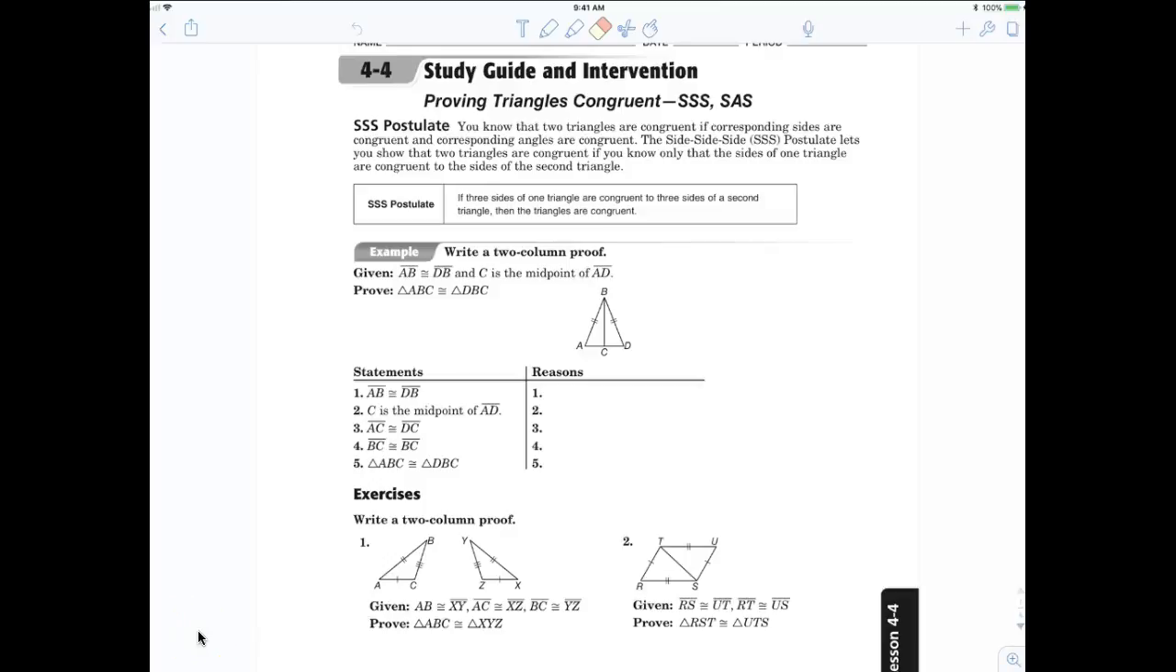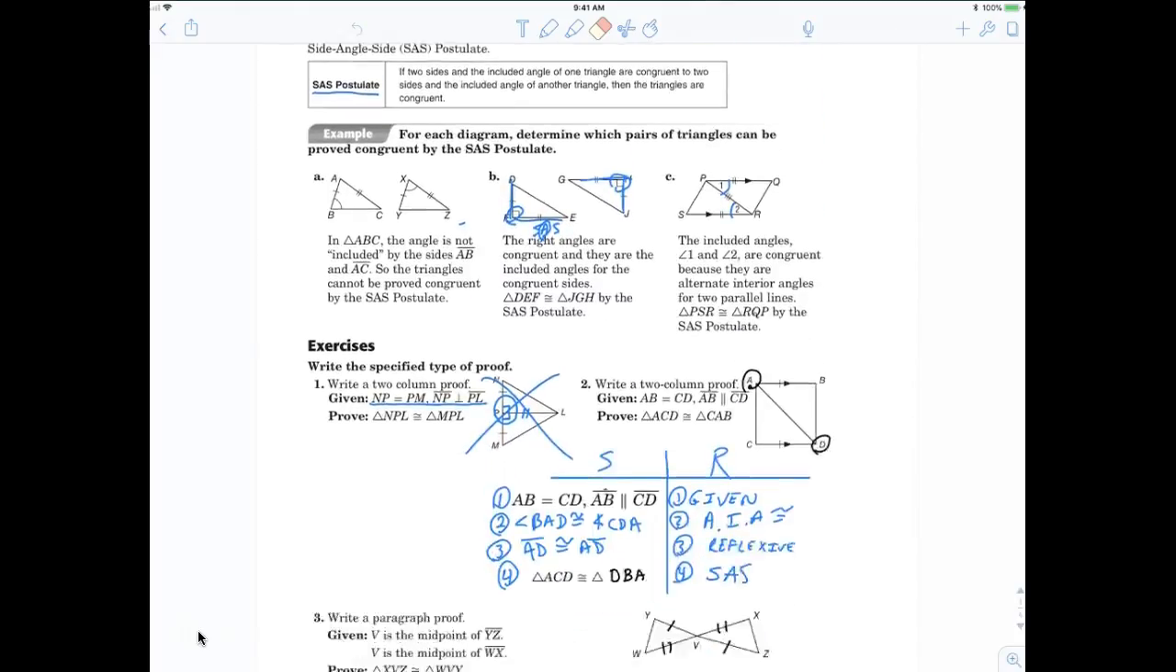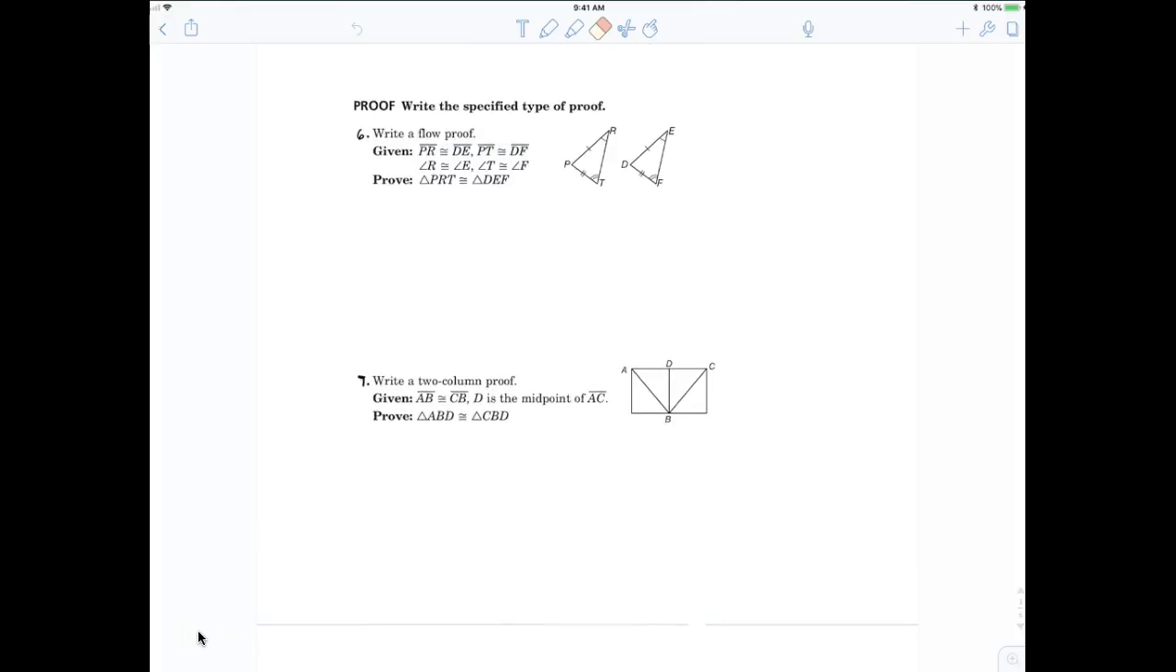Okay, again, some of the proofs from yesterday. Which one? On 6 and 7, I understand that they're congruent, by side angle side, but I don't know what the words are to say.